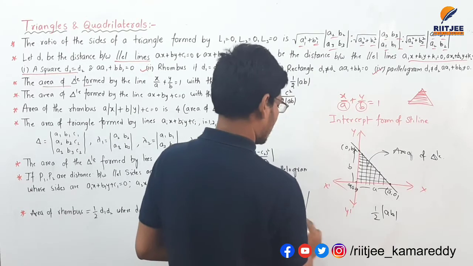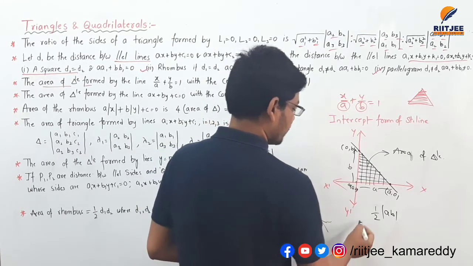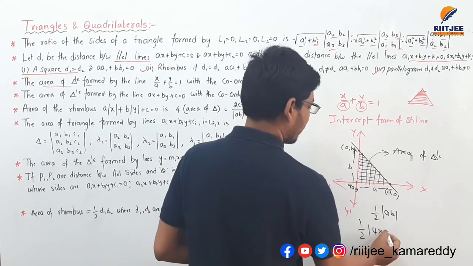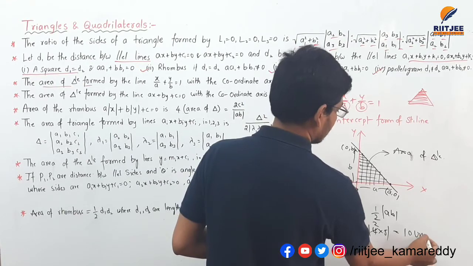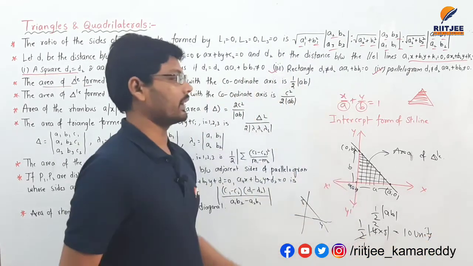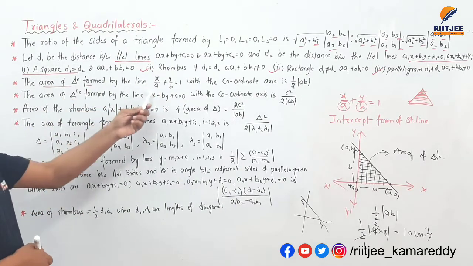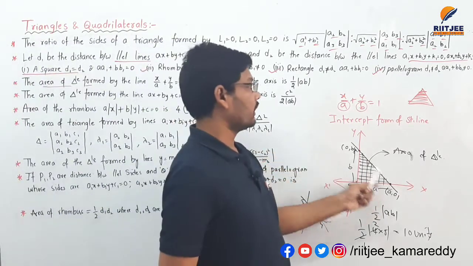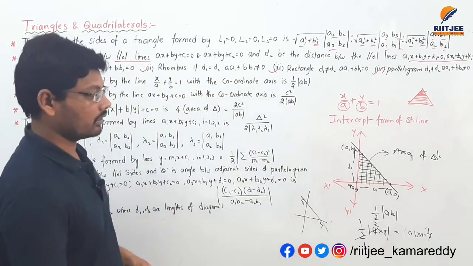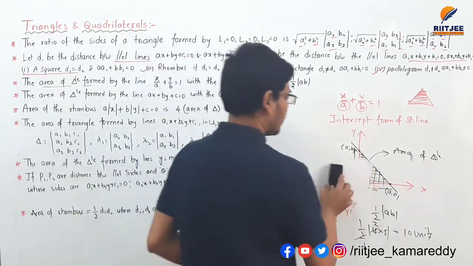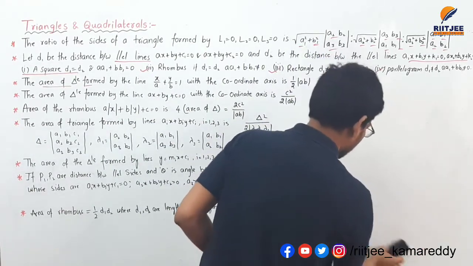For example, if a line is intersecting at 4 and 5 here, then 1/2 into 4 into 5. So 1/2 into 4 is 2, 2 into 5 is 10 units. This is the area of the triangle formed using the intercept form of a straight line, when it intersects the coordinate axes at a comma 0 and 0 comma b. This is all about the area of the triangle when a straight line is given in the form of intercept.